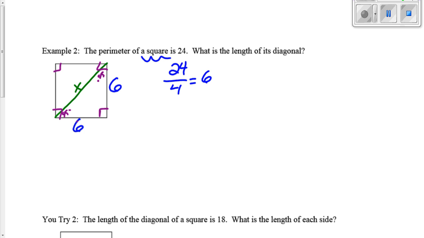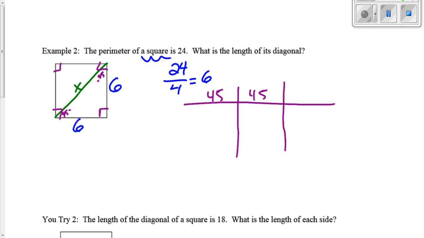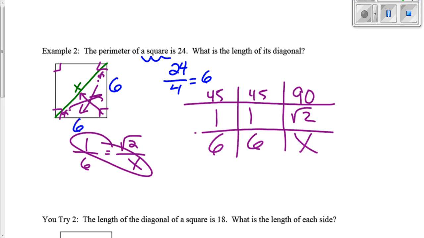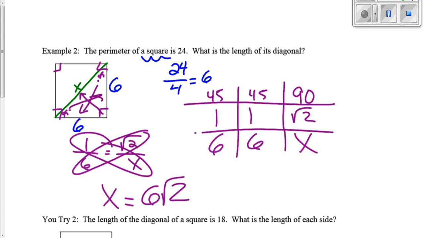So now set up your chart. I've determined that it's a 45, 45, 90 triangle, so I have the ratios of 1, 1, radical 2. The ones across from my 45 are the 6. The one across from my 90 is the X. So I set up my proportion, 1 over 6 equals the square root of 2 over X, and I cross multiply. 1 times X is just X. 6 times radical 2 is 6 radical 2. I'm done. That's it. So it's determining 45, 45, 90 and which sides go with which angles.